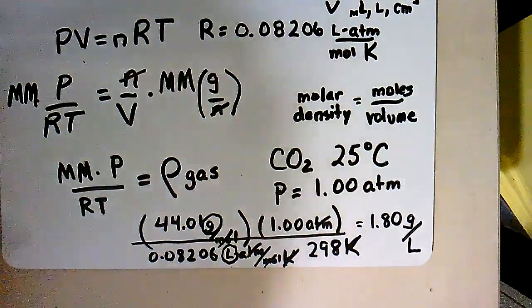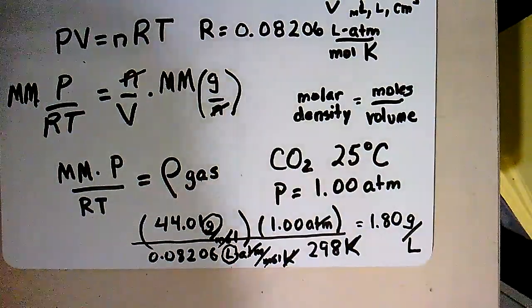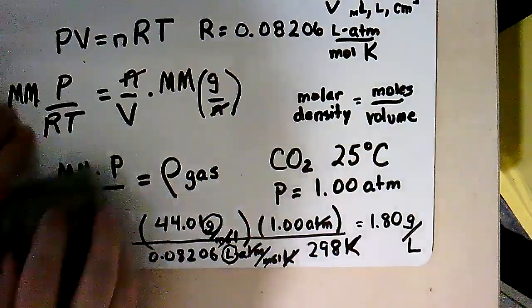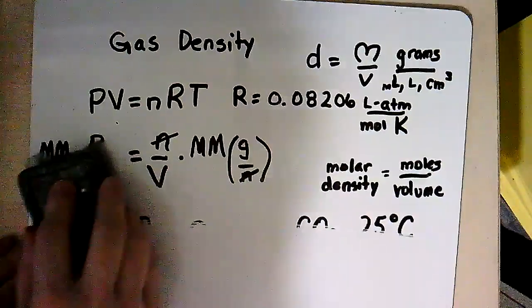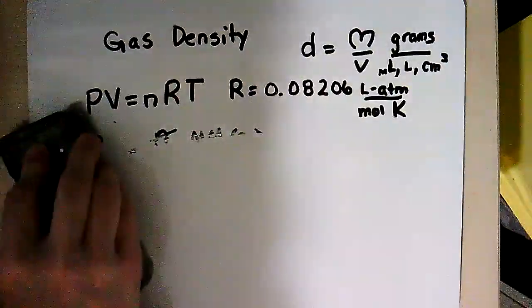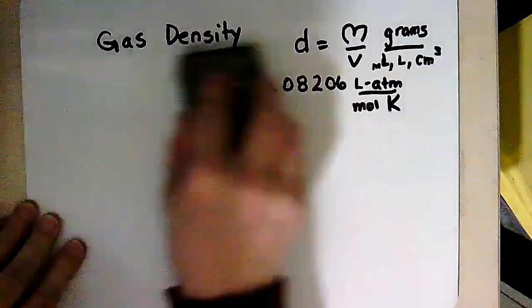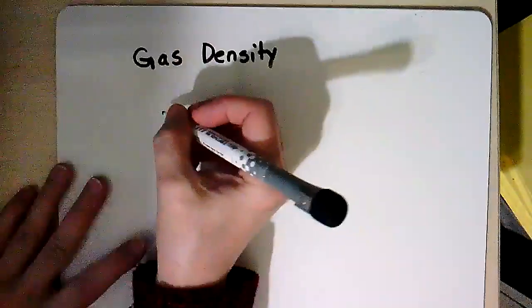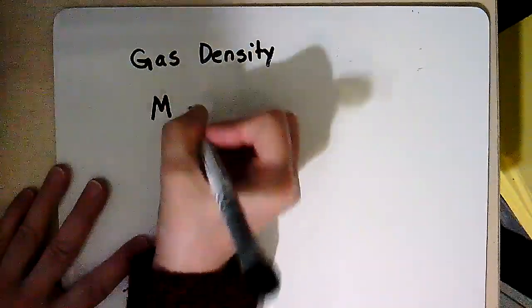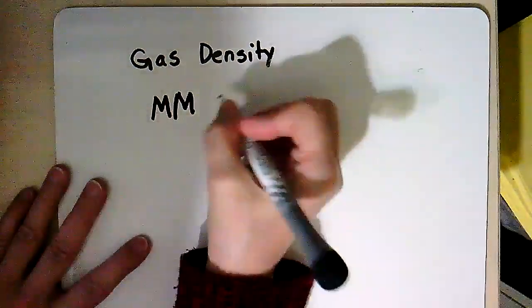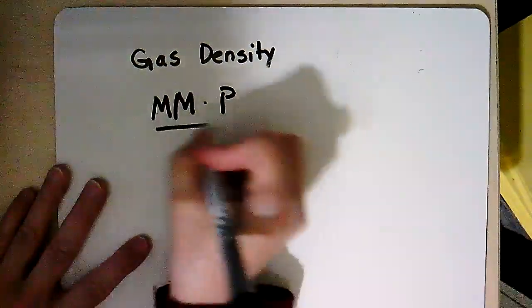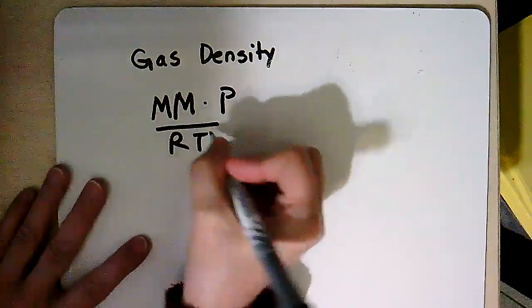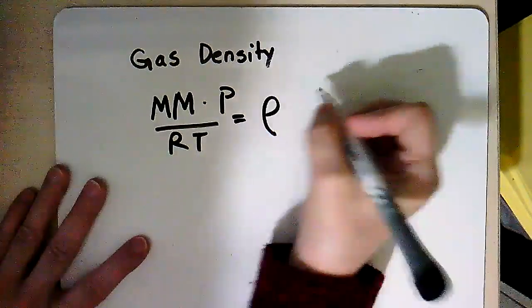And I'm going to do one more example. I'm going to go ahead and erase this. So here we go. Let me write the equation down for you again. So what was that? It was molar mass, see if you remember, times P over RT equals the density of a gas.